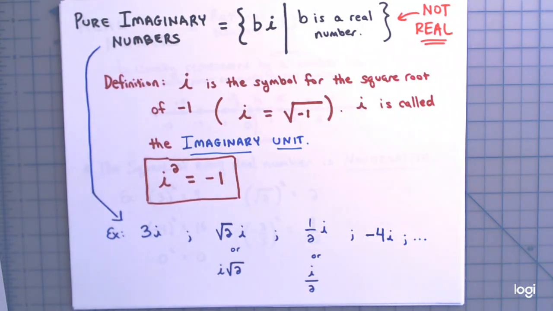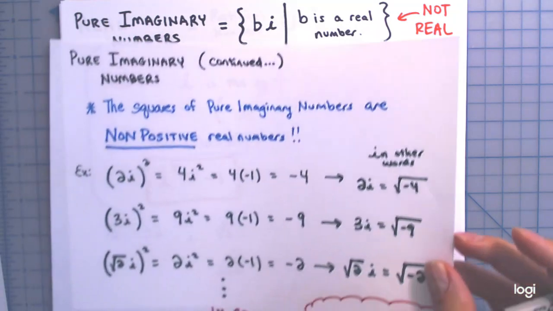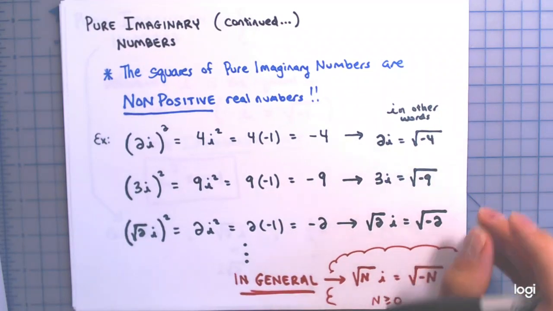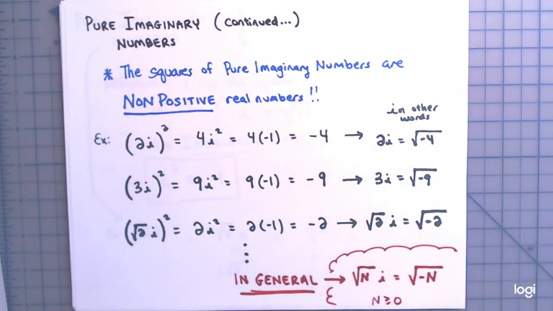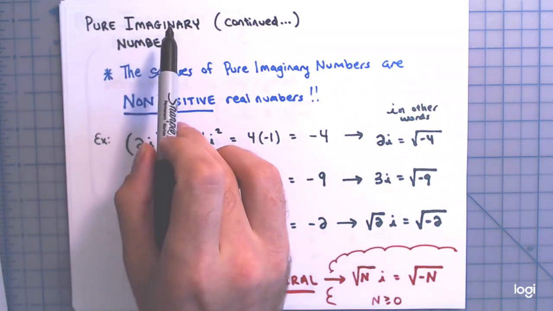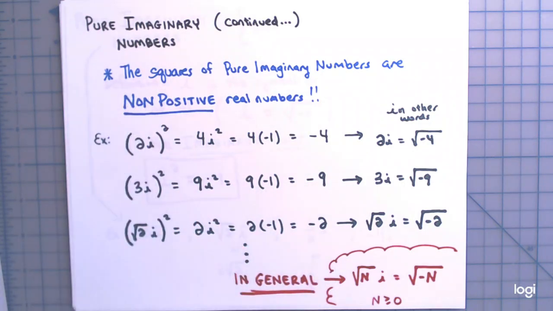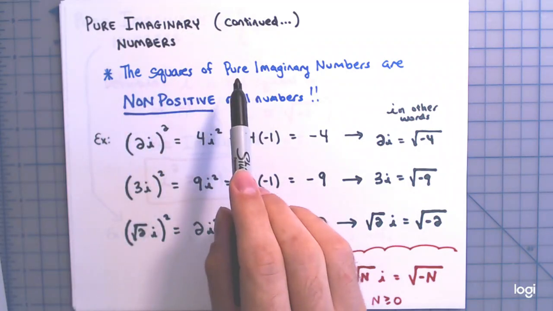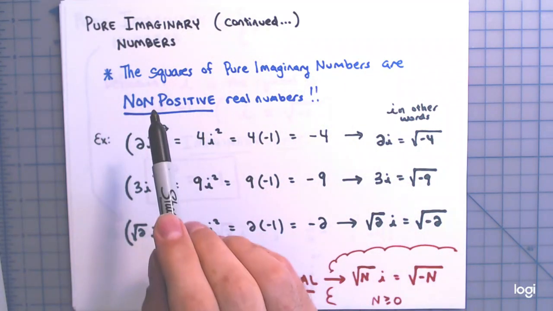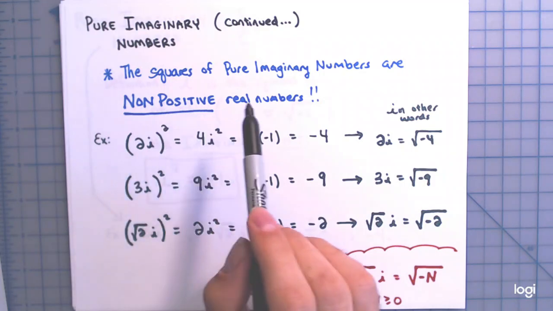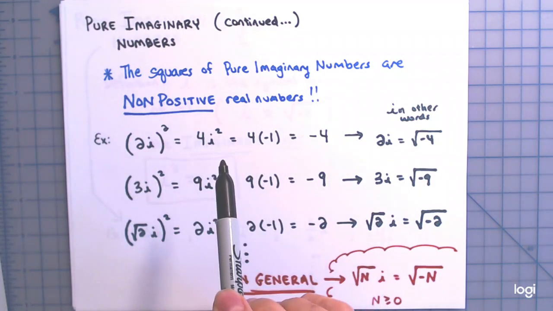All right, and as mentioned out loud, I have it written on the next page. I'm still talking about the pure imaginary numbers here, those numbers that are b times I, a real number b times this imaginary unit I. Remember how for real numbers, the square of a real number was non-negative, not negative. The squares of these pure imaginary numbers are not positive. They're non-positive real numbers as results.